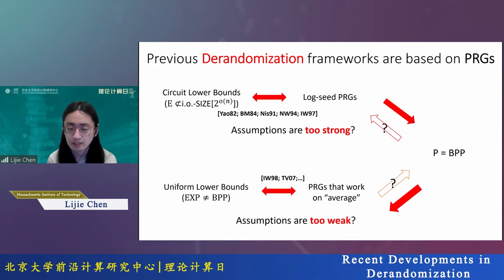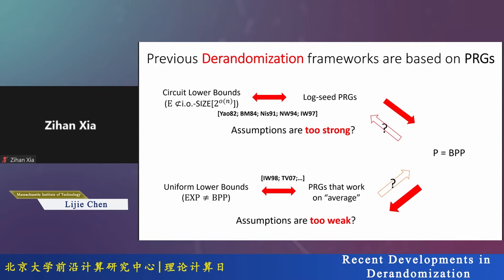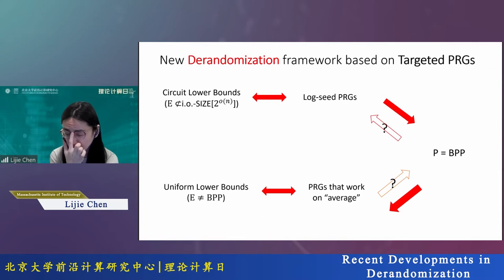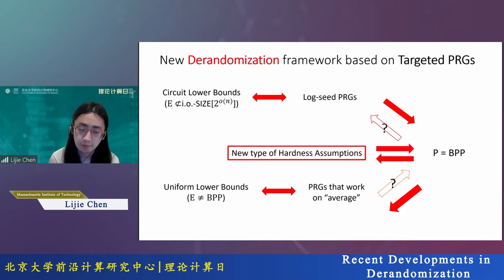Of course, these two lines of work are amazing. They have lots of ideas, and all papers are building on the theory. But they do not seem to give you an equivalence between assumptions and randomization. So we try to propose a new randomization framework based on targeted PRG. Our approach is to start from a new type of hardness assumption and show that it implies randomization and that it is implied by randomization.